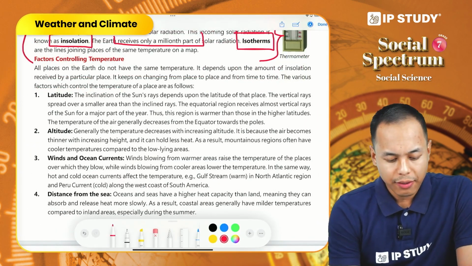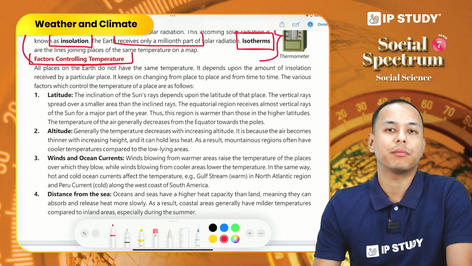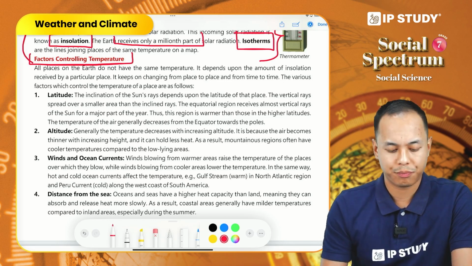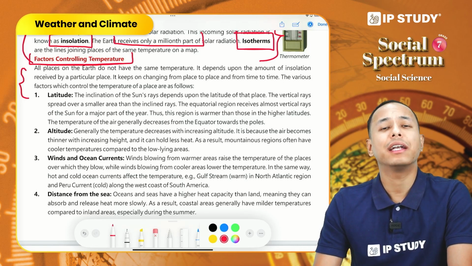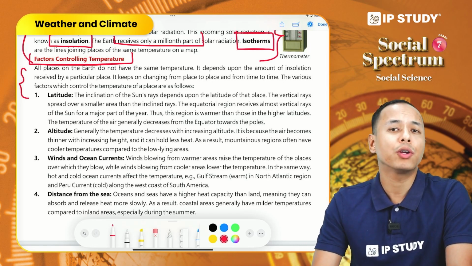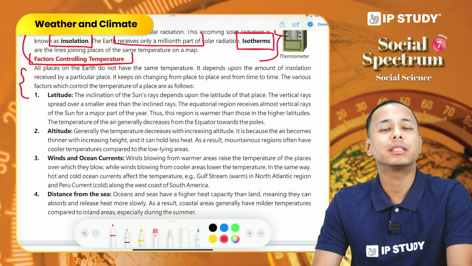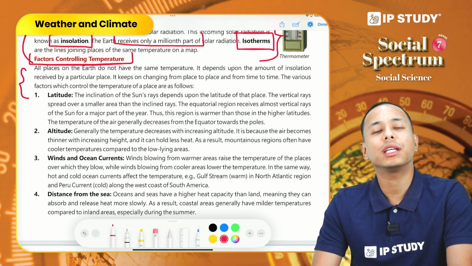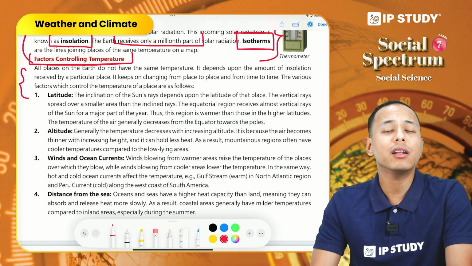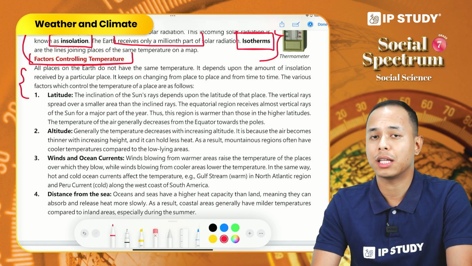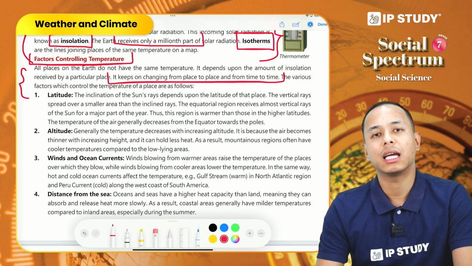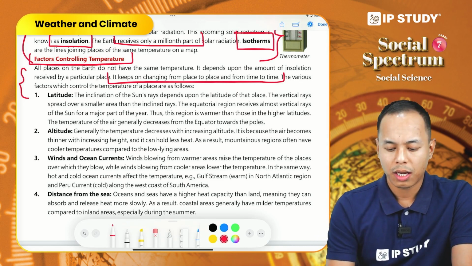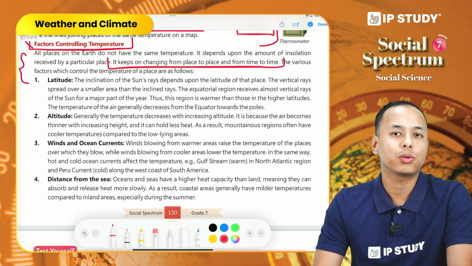Now let us see the factors controlling temperature, or the factors that influence temperature. We know that all places do not have equal temperature, because temperature depends upon the insolation, or the incoming solar radiation. And we know that different places receive different amounts of insolation. That is why temperature varies from place to place and even from time to time. So let us see the various factors which control the temperature.